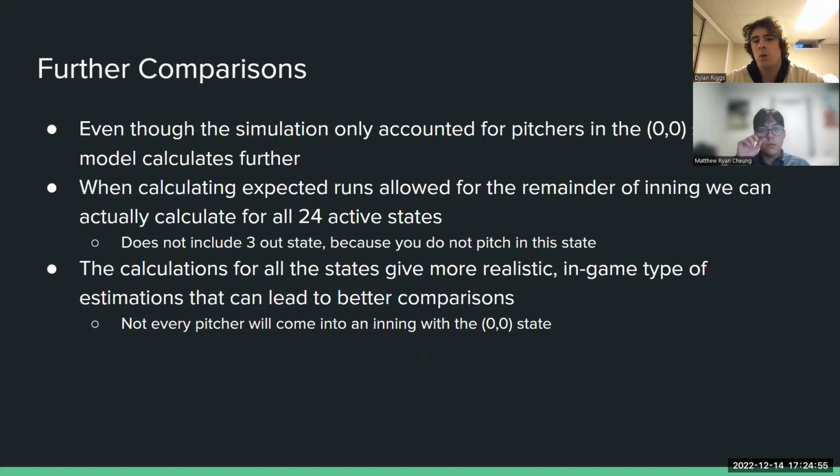So even though this simulation only accounted for the pitchers being in the 0-0 state, our model will be able to calculate out the remainder of the inning so we can actually see all of the 24 active states. It would not include the 3-out state because obviously you would not be pitching in this scenario. So this would actually give us a more realistic view of what could happen in game, where you could plug in a scenario where if you were putting in a pitcher in a state with bases loaded, one out, you could see if that would give you a better chance of winning or losing or giving up fewer runs with one pitcher compared to another in that state.